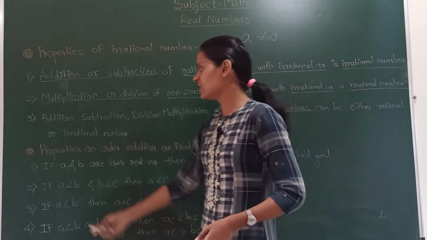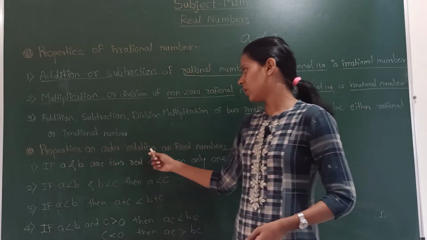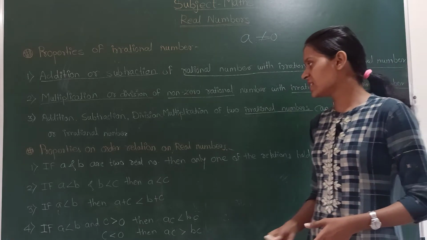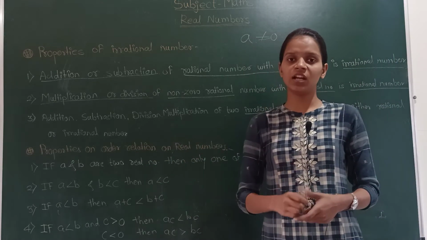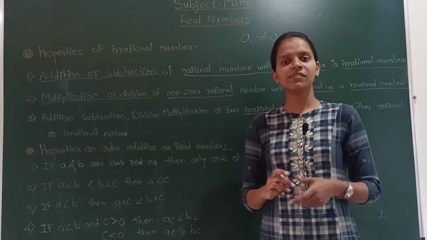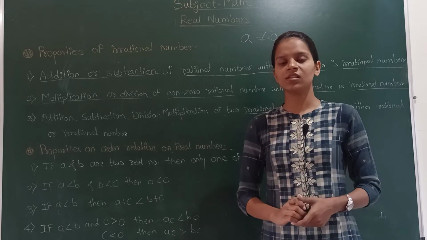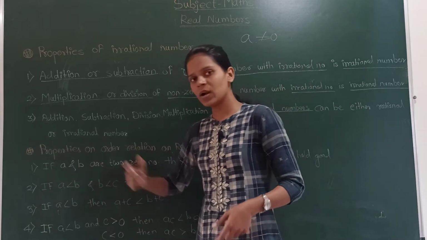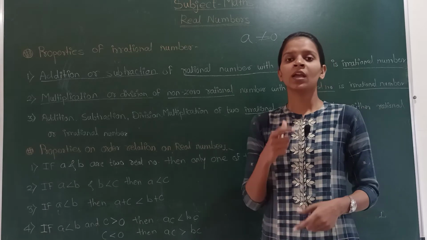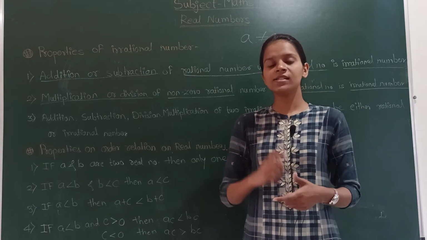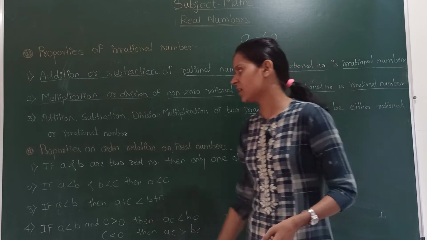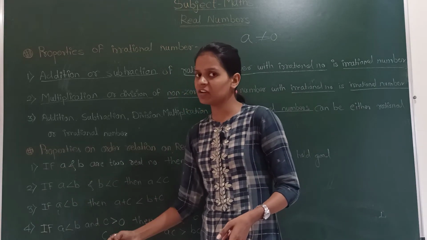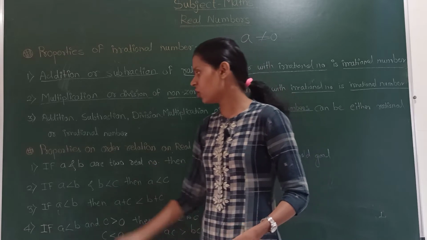After that, we will see the properties on order relation on real numbers. See, we have already seen the order relation of real numbers. Okay. In previous video lectures, we have already seen the order relation of real numbers. What we have to study is properties on order relation. Okay? We have to study the properties on order relation of real numbers. See, there are total 4 properties we are going to study. I am explaining one by one. You have to write it in your notebook.